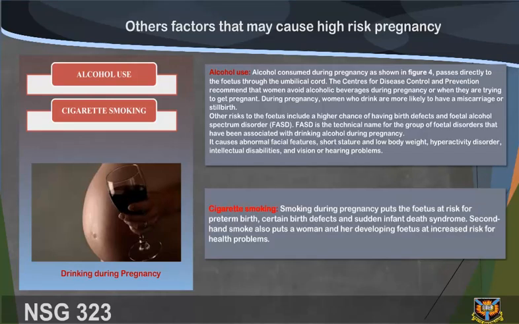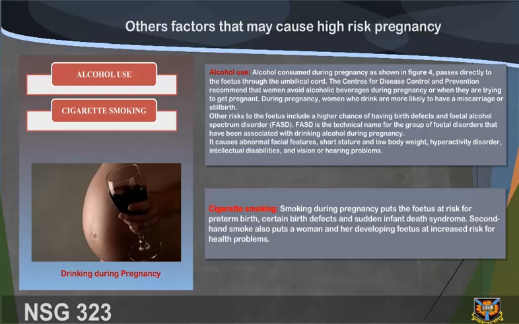Alcohol use. Alcohol consumed during pregnancy, as shown in Figure 4, passes directly to the fetus through the umbilical cord. The Centers for Disease Control and Prevention recommend that women avoid alcoholic beverages during pregnancy or when they are trying to get pregnant. During pregnancy, women who drink are more likely to have a miscarriage or stillbirth. Other risks to the fetus include a higher chance of having birth defects and fetal alcohol spectrum disorder (FASD).